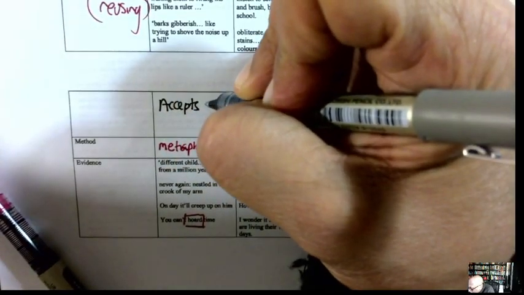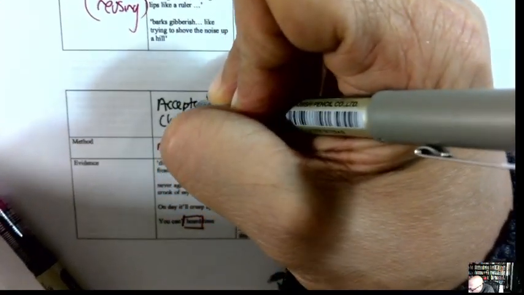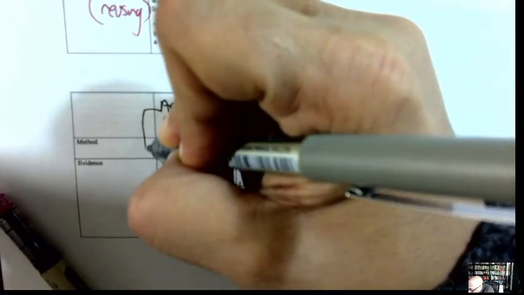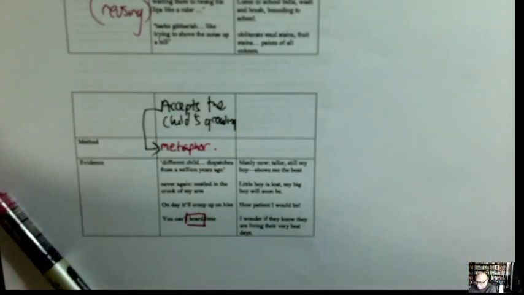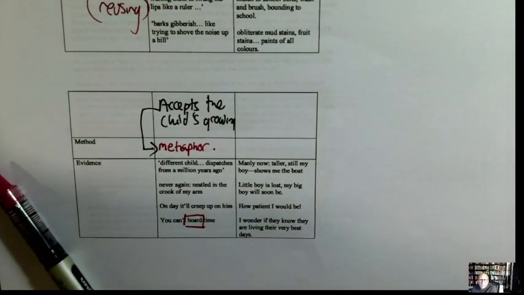That accepts the child growing and accepts it through metaphor. Whereas in the second source, when you read it, you'll see she sees her son now and he's older.